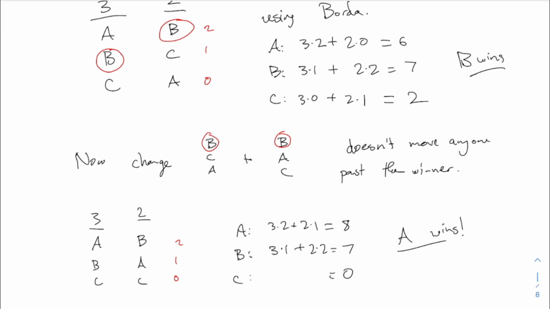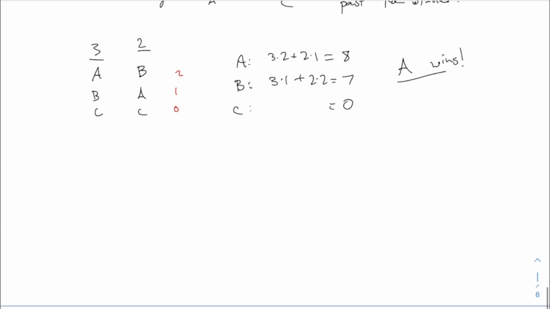So, having made that change, B used to be the winner. We changed votes by not moving anyone past the winner, and that actually changed the winner. This is a change which was supposed to be irrelevant, but it ended up actually affecting the results. All right? This here is a demonstration that Borda does not satisfy the IIA. That's because in the Borda, you can actually change the results by shuffling around the losers. All right? This is a strange fact about Borda.